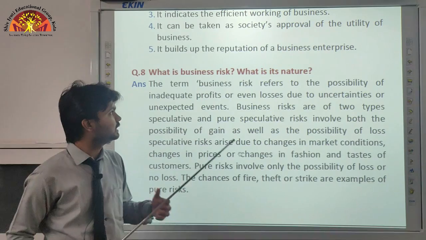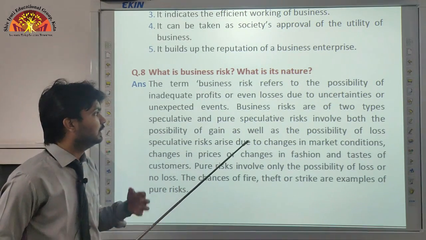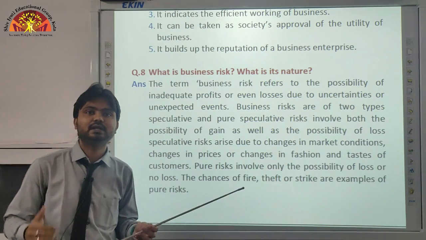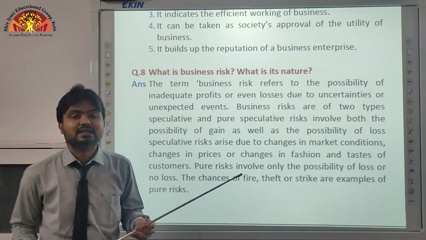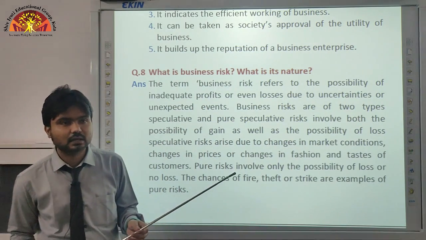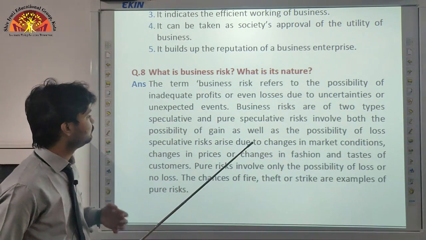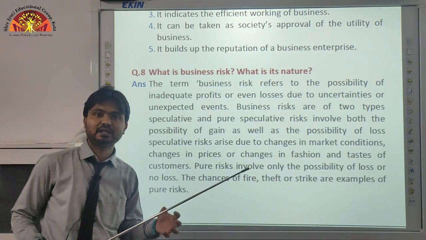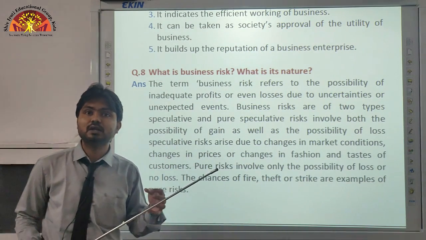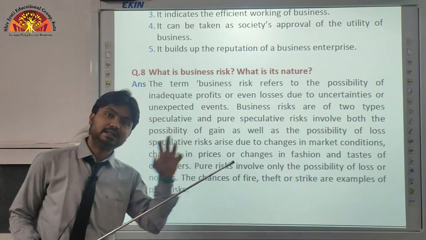Now we have already understood the meaning of business risk. Business risks are the losses or uncertainties which are involved in business organizations. These are generally of two types, that is speculative risk and pure risk. As we know, speculative risk involves both the possibilities of profit and loss. And pure risk involves only the possibility of loss or no loss.